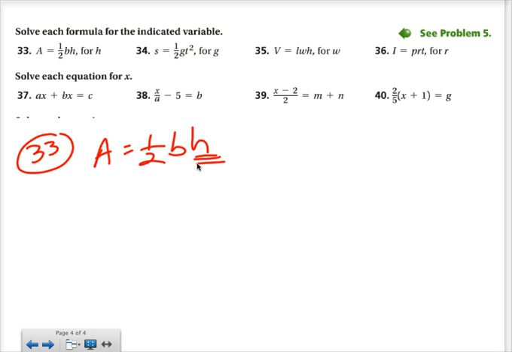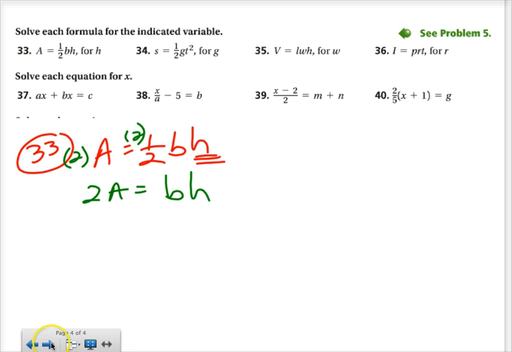Well, I would say one of the things that makes students most uncomfortable is fractions. So for me, it always makes sense to go ahead and deal with that and get it out of the way first, to just release some anxiety. So if I want to get rid of 1/2, I need to multiply both sides by 2. So I do that, and I have 2a equals bh.